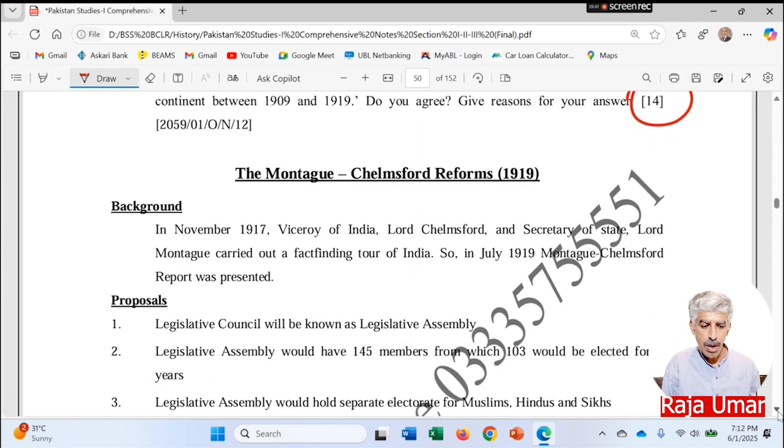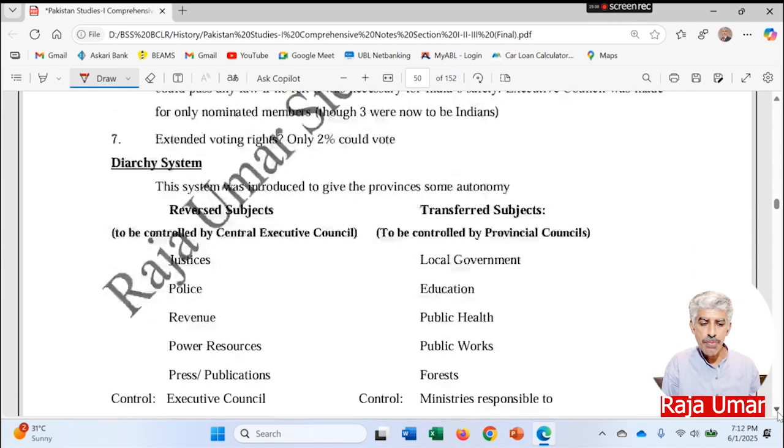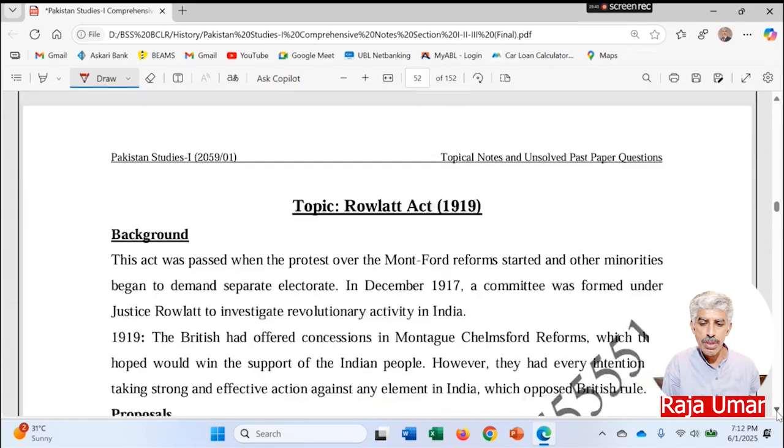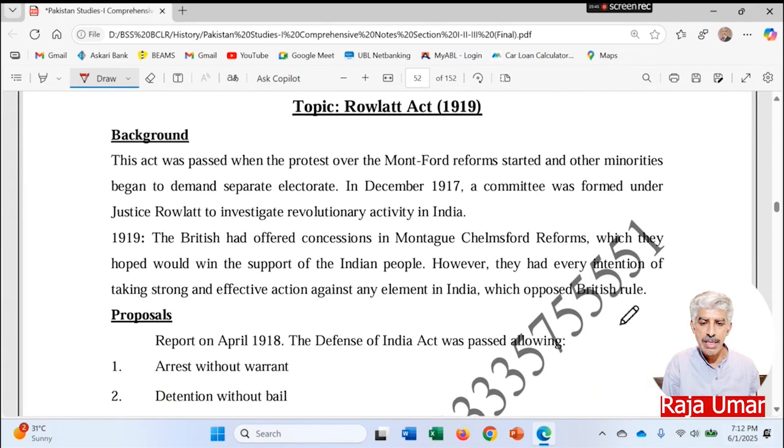Okay. Now this particular topic of the reforms of 1919 I will discuss afterwards. Now the actual topic I am here for is the Rowlatt Act.